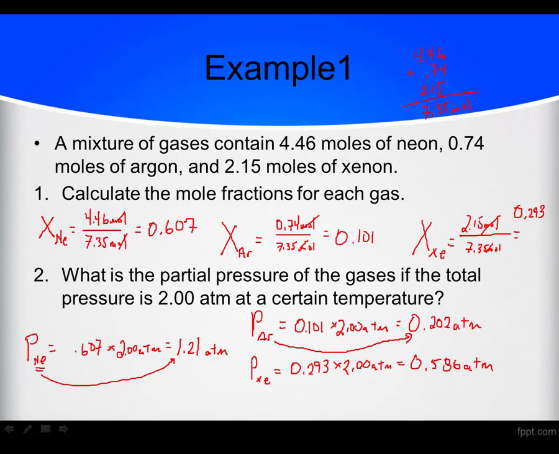Now, a clever individual could figure out a way to check their work here. We should be able to add each of these partial pressures up, and the partial pressures should sum to the total pressure. So we should get 2.0 when we take 1.21, 0.202, and 0.586 and add them together. Will that always be perfect? No. We're rounding on each of these, so it might be off by plus or minus 200ths or 300ths, but we should get something pretty close. 1.998, so not bad, right?